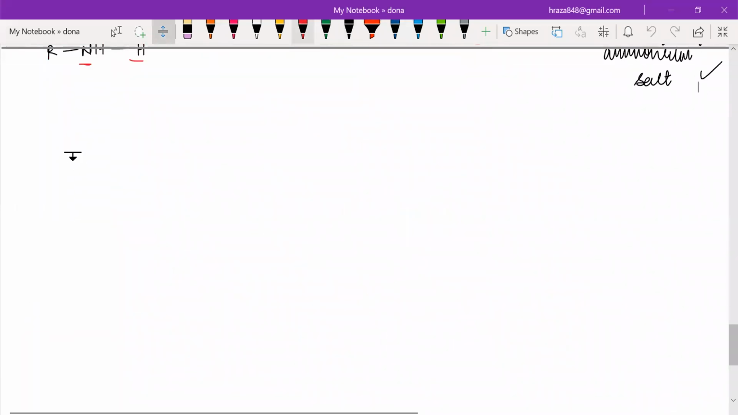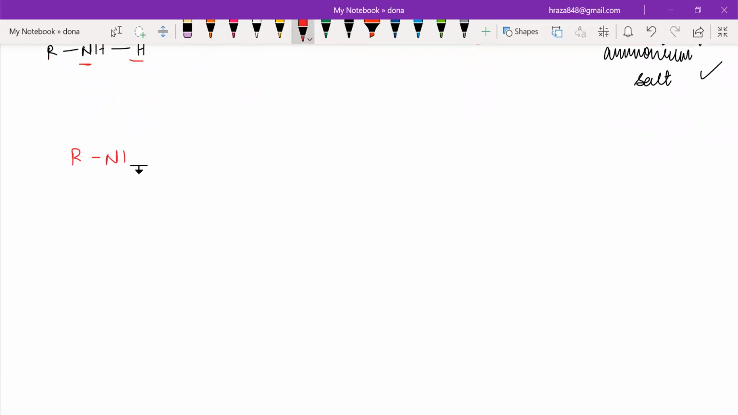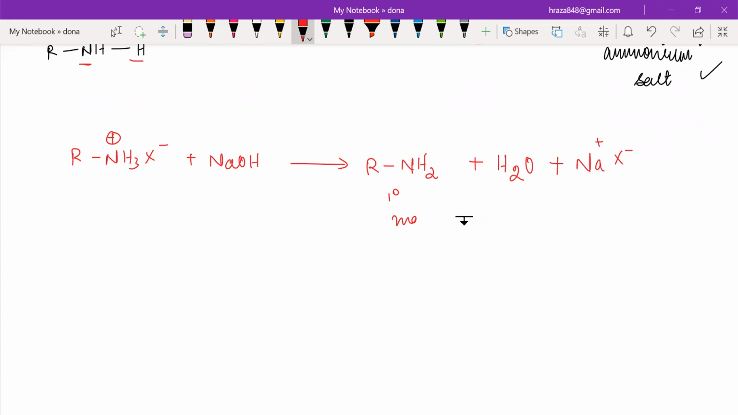In the first place, when you prepared RNH3+ X-, if you react this with a strong base, you will get a primary amine. With this method, only the primary amine is the major product, because with each step the product decreases. Is that clear? Yes, sir. Now I'm going to give you a question which is very important.